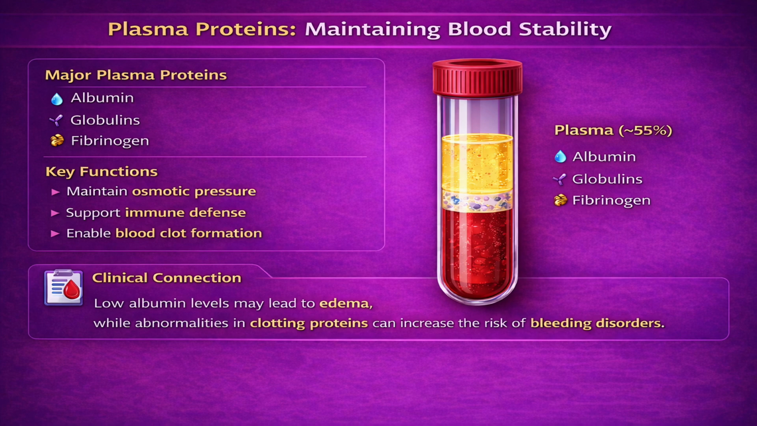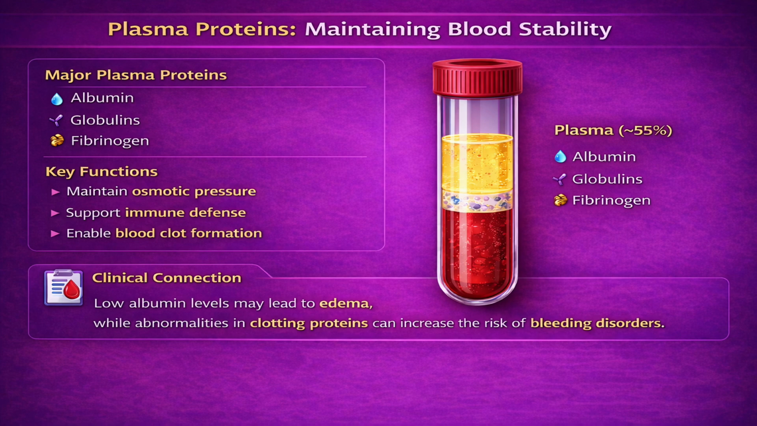The second group of plasma proteins are globulins. Many globulins function as antibodies, which are part of the immune system and help the body recognize and neutralize pathogens such as bacteria and viruses. The third major plasma protein is fibrinogen, which plays a central role in blood clot formation. During vascular injury, fibrinogen is converted into fibrin, forming a network that stabilizes blood clots and prevents excessive blood loss.